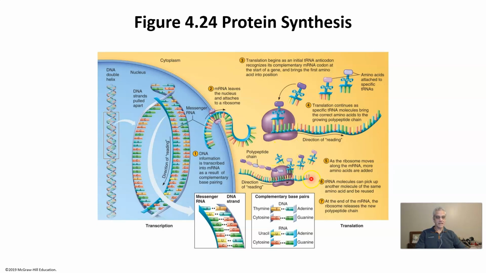Right? When it gets to the end of the 300 bases in a row, it's made a 100 amino acid polypeptide that's growing and growing and growing. Once it gets to the end of that, it says, oh, well, that's it, I'm done. And the ribosome falls off the mRNA. It's done. And you got your protein. That's it. That's how it works.